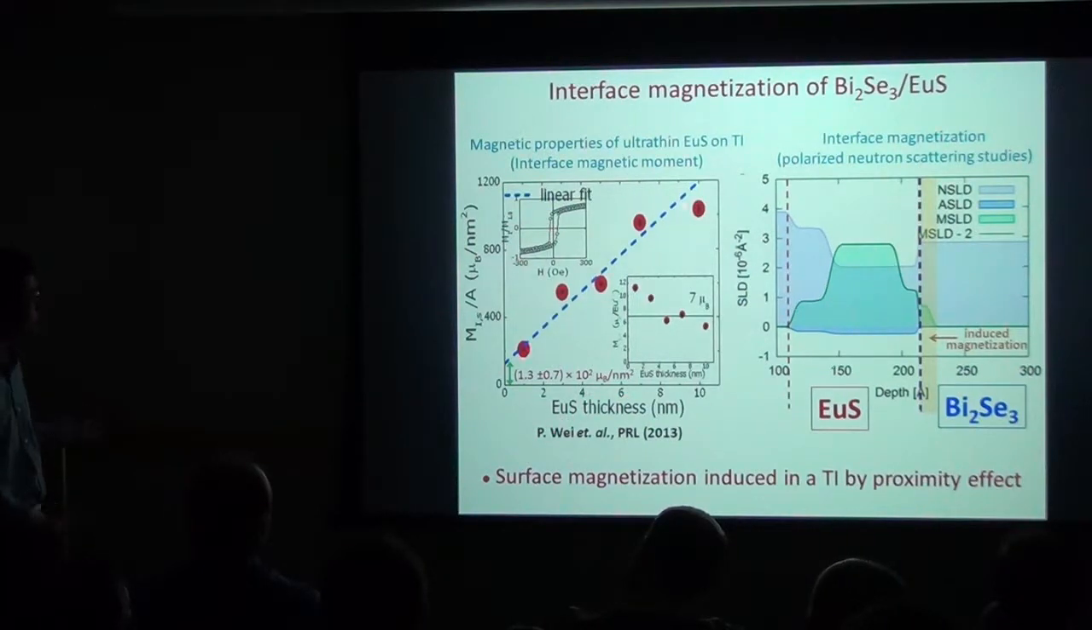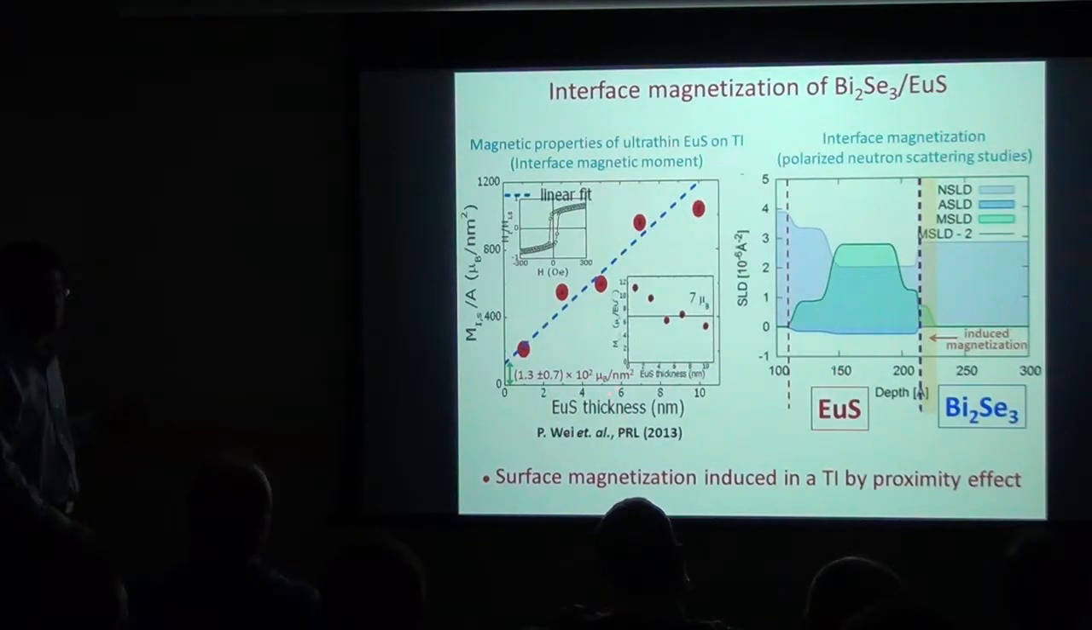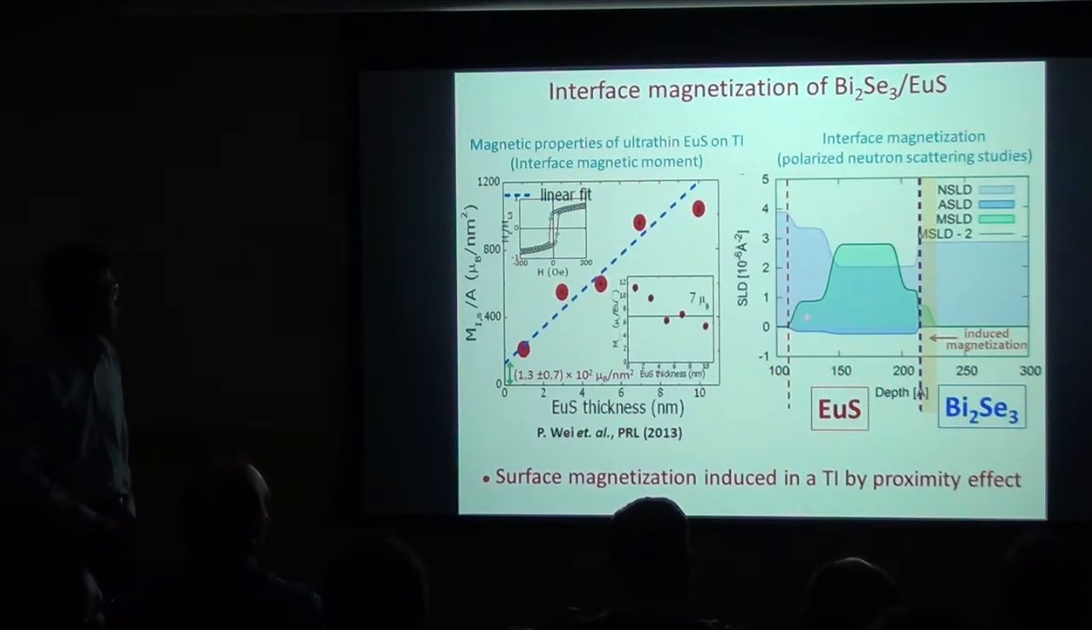Of course, you cannot have any interface magnetic moment without having europium sulfide. However, this extrapolation simply tells you that there is some magnetic moment in the system that does not come from the bulk moment of europium sulfide. This moment can be measured by the SQUID. And this interface magnetic moment has also been confirmed by polarized neutron scattering studies. The non-polarized neutron scattering measurement actually measures the scattering cross-section of the material.